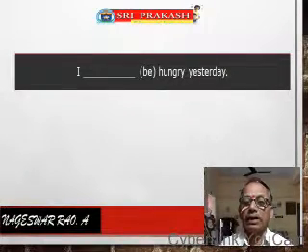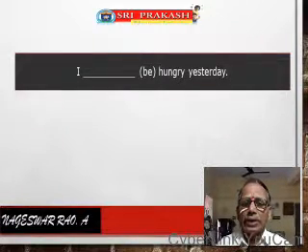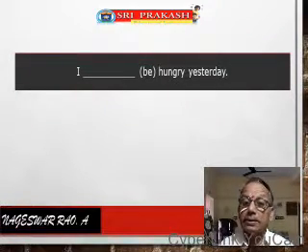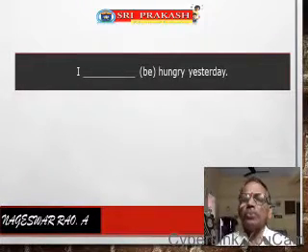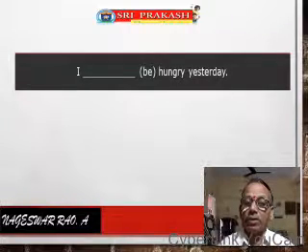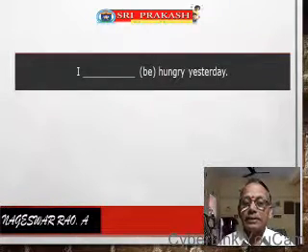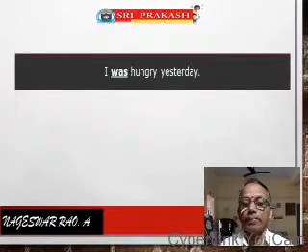I dash hungry yesterday. Here, the action already took place and the time marker is yesterday. Hence, the blank would take the V2 form of the verb. The V2 form of be is was and were. Here, the subject is singular I. Hence, the blank would take was. Hence, the sentence will be: I was hungry yesterday.